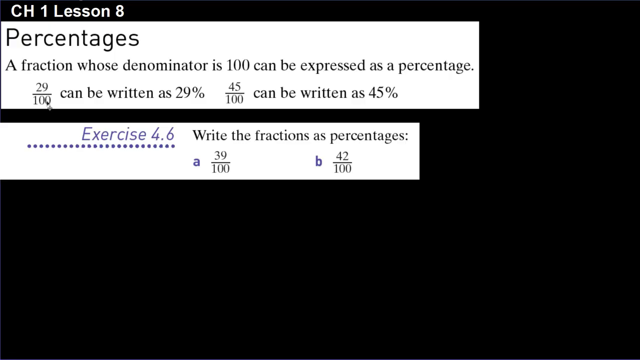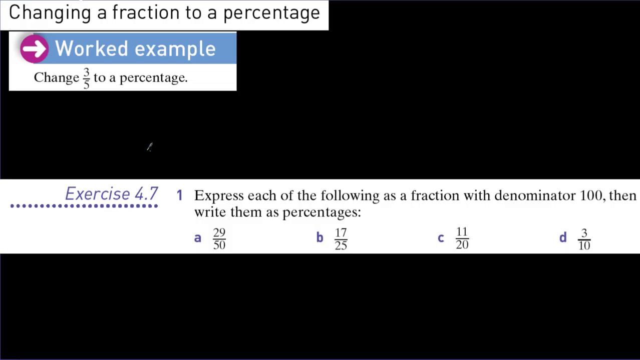So when you say 29 over 100, it should be 29%. And 45 over 100, it should be equal to 45%. Here there are some examples. 39 over 100, it should be equal to 39%. 42 over 100, it should be 42%. Or 3 over 100, it is not written as an example, but I'm adding here. 3 over 100 should be written as 3%.